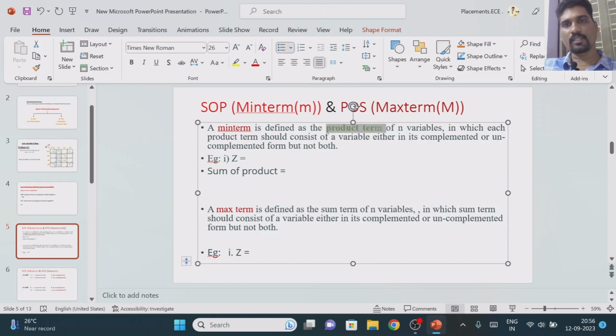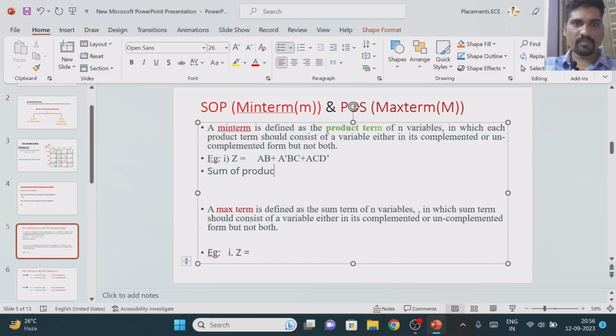It may be 2 variables, 3 variables or some other number of variables, in which each product term should consist of a variable either in complemented form or uncomplemented form, but not both. You can understand this by considering an example. Suppose I consider the expression AB plus A bar BC plus ACD bar.